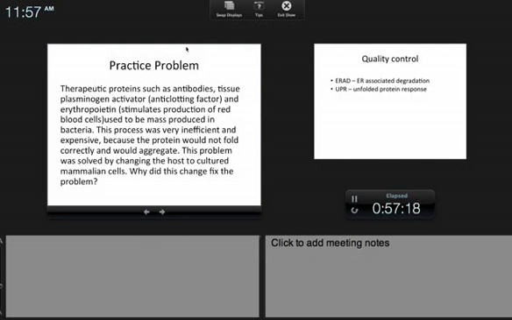Since there's no ER in bacteria, does that mean that there's no chaperones? No. Actually, the first chaperones were discovered in bacteria. The difference is that there are many types of chaperones, and only some live in the ER. There are also cytoplasmic chaperones and mitochondrial chaperones. Good question. Any other?